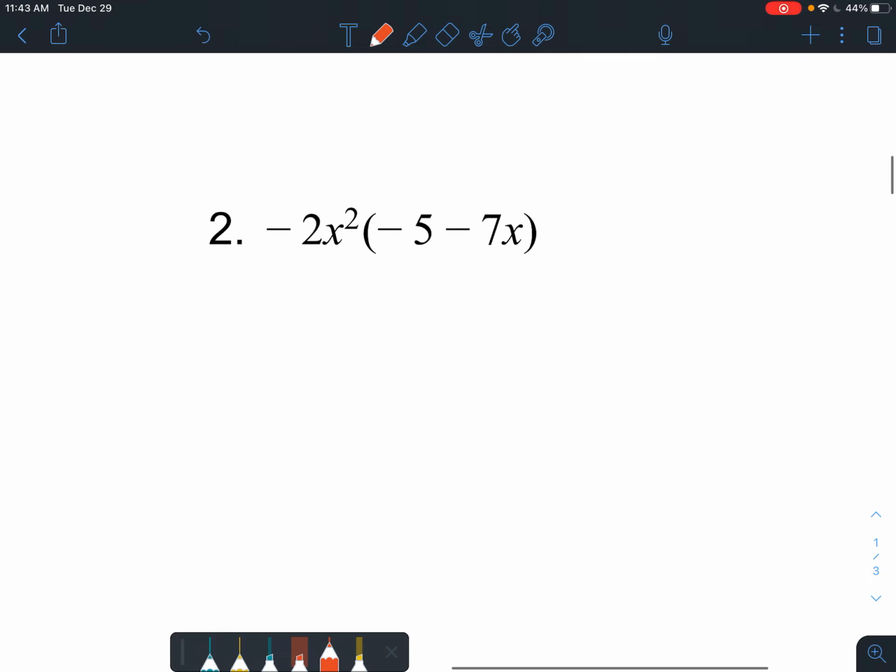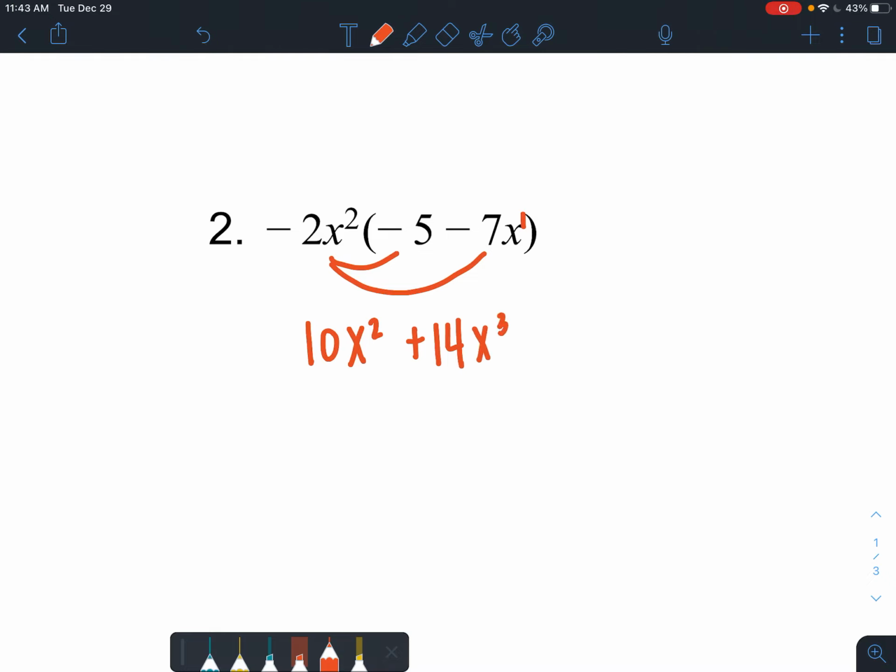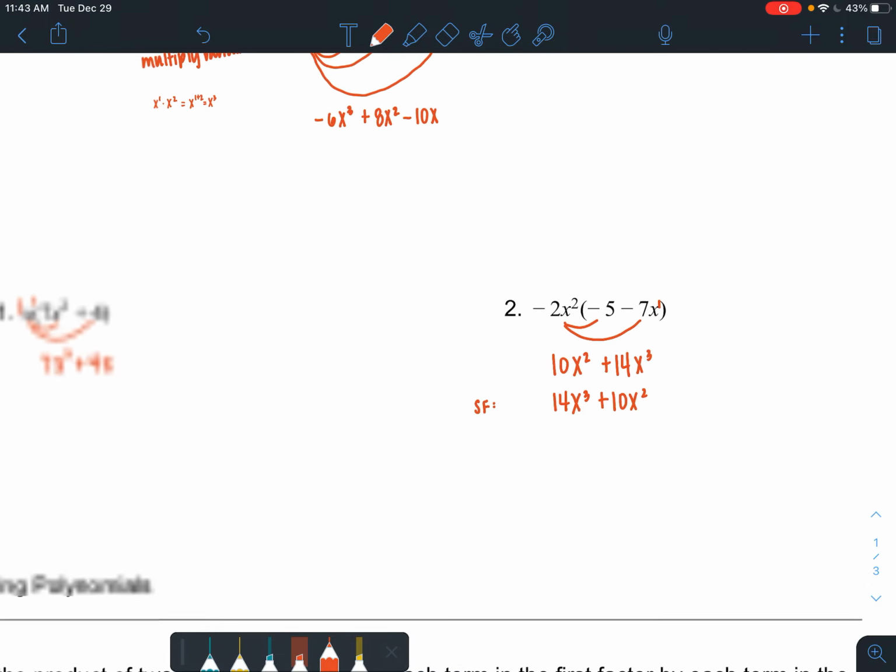All right, this next one, distributing through. -2 times -5 is +10. There's no exponent on that, so it's just x squared. Then -2 times -7 gives me a +14. X squared times x to the first gives me x to the third. And then we want to put it in standard form. So 14x to the third plus 10x squared is our final answer.